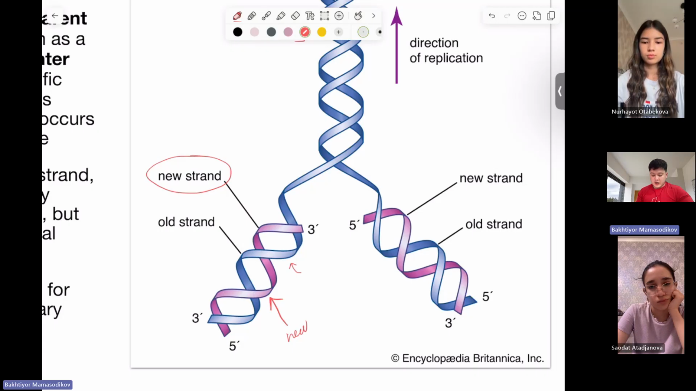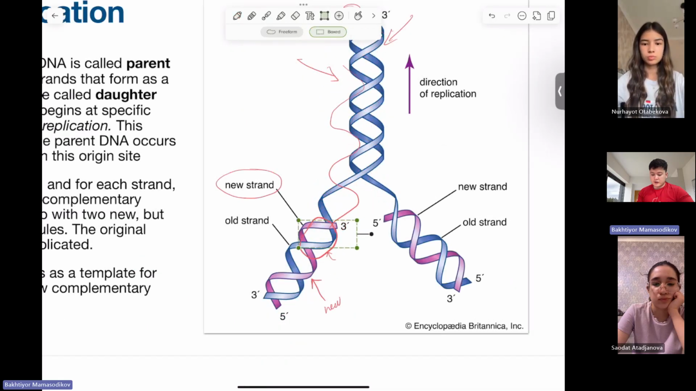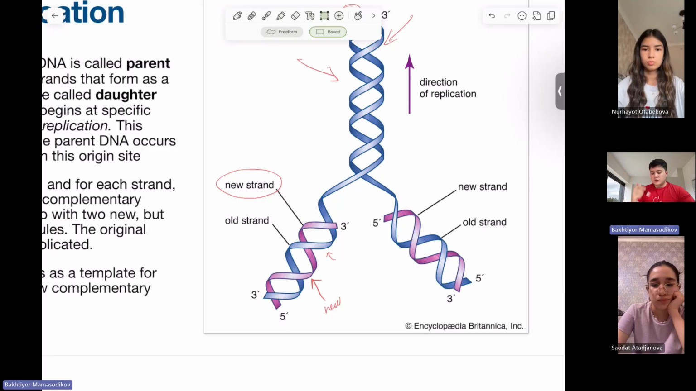So the direction of the replication is from the 5 prime to the 3 prime. If you see this 5 prime, it's starting, the DNA polymerase is here. It's going to synthesize the new pink strand from 5 prime to 3 prime. Okay, after replication, each new DNA has one old strand. Each new DNA will have the old strand, this is the dark bluish color, and the new strand, which is the pinkish strand.